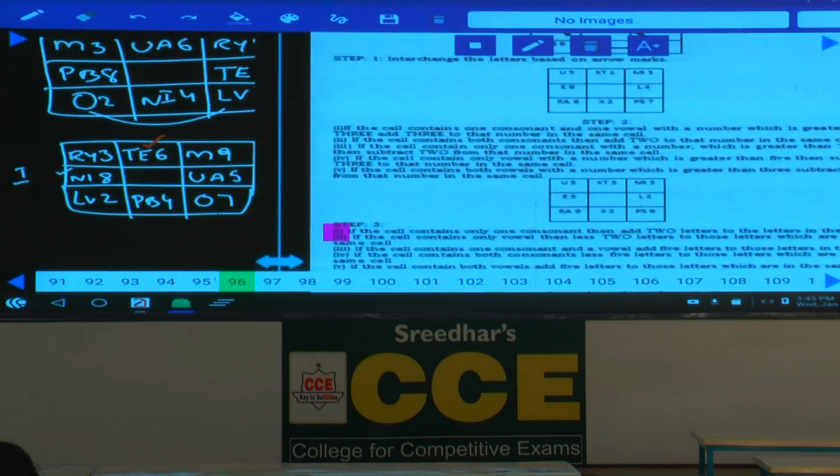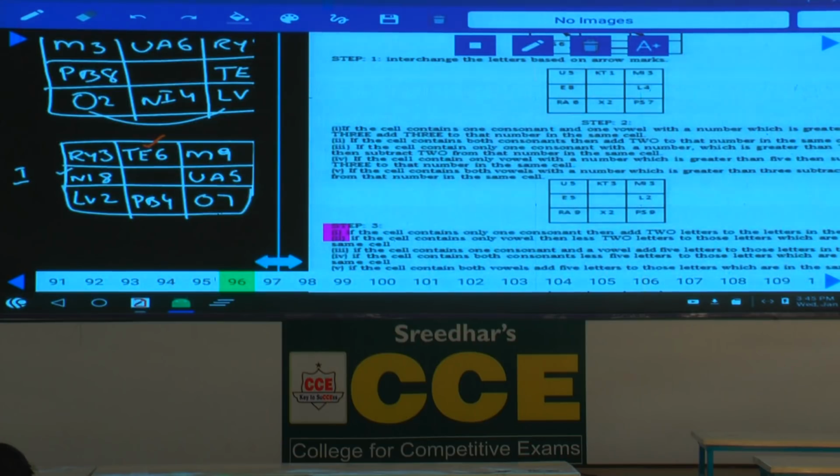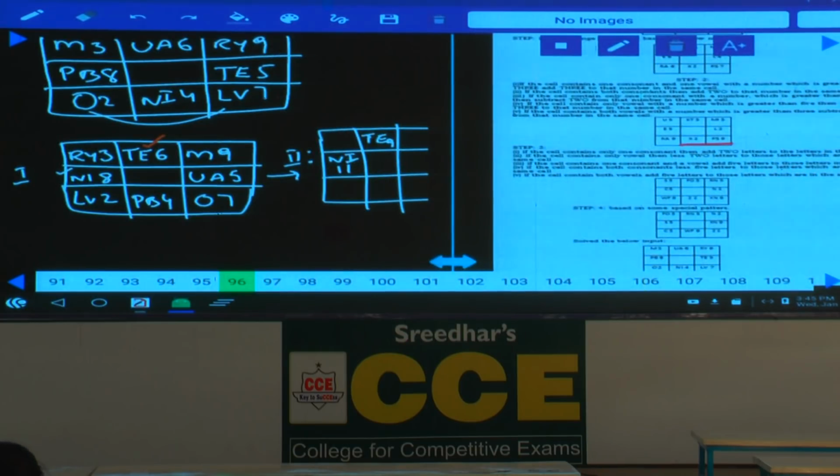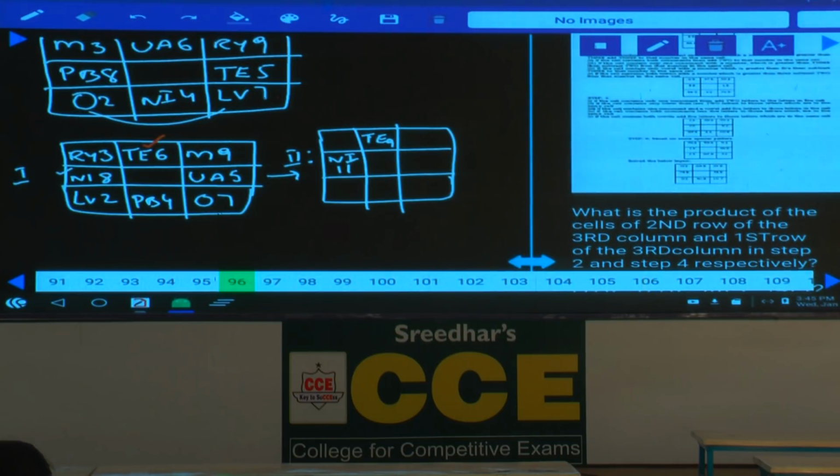Then coming to the second one. What is the second one here? If the cell contains both the consonants, then add 2 to that number in the same cell. Both the consonants, add 2 to that number. Both the consonants Ry3, isn't it? Hence Ry how much? 5, because 2 should be added, Ry5. And the next one, LV2.